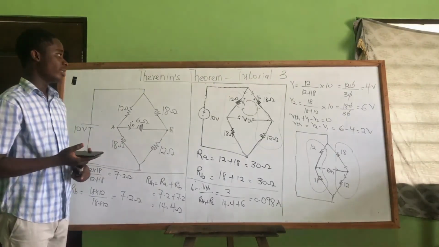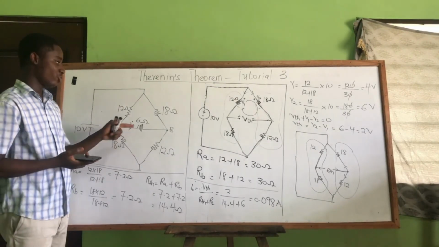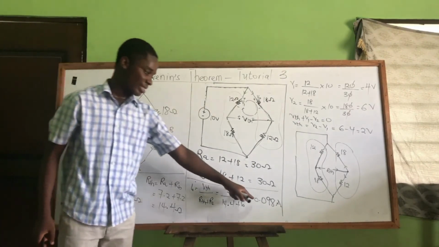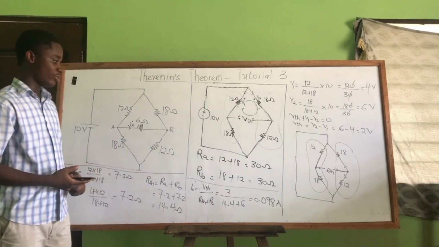I remember in the delta-Y transformation tool, we used it to solve the current through this and we got the same answer, 0.098 amperes. So this is the end of this tutorial video.